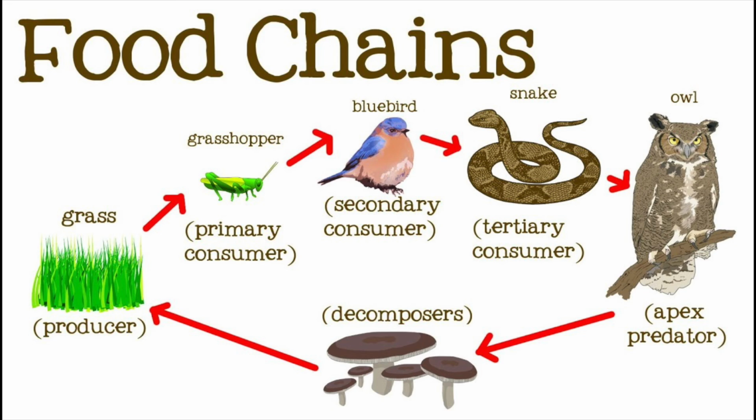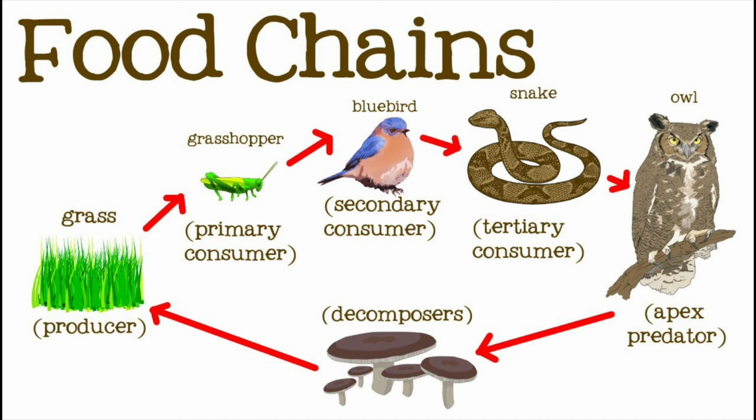As you can see here, the grasshopper is consuming the grass, the producer. So they're the primary consumer. So when we're looking at this food chain, that grasshopper eats the grass, then that grasshopper is eaten by a bird. And then maybe that bird can be eaten by a snake or a hawk, for example, a variety of things that can happen.